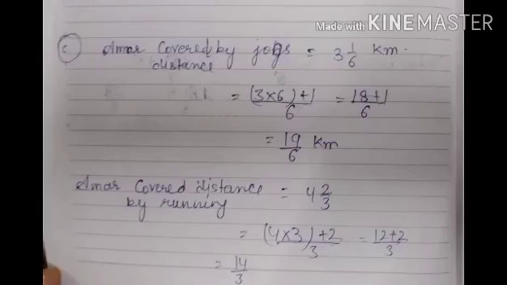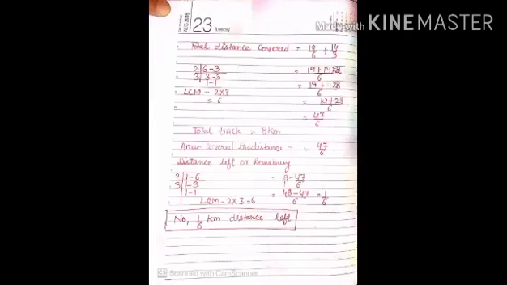Firstly, we convert the mixed fraction into an improper fraction by multiplying the whole number with the denominator, and after getting the product, adding the numerator to it, that is 19/6 kilometer. Similarly, the distance covered by him by running is equal to 14/3. Now we have to calculate whether he is able to complete the distance of the track. Firstly, we add the total distance covered by Amar, that is 19/6 plus 14/3. Similarly, firstly we take the LCM. After that, we add both the unlike fractions. After adding them, we get 47/6.